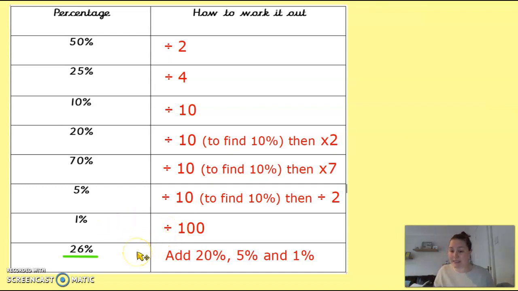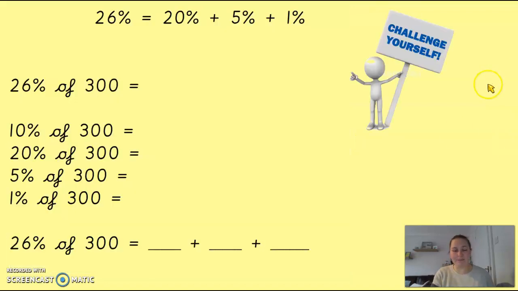Now, to find 26%, we're thinking of the building blocks that we've got. We could add 20 and 5 and 1. Let me demonstrate that quickly. So, 26% equals 20 plus 5 plus 1. So if I wanted to work out 26% of 300, I would need to get 20, 5 and 1. In order to get my 20 and my 5, I first need 10, but I'm not going to add that in at the end. Look at the question as I've set it out here and go and have a go. Pause me and come back.